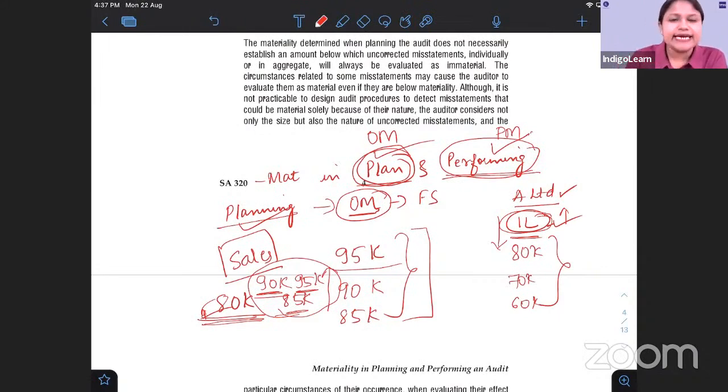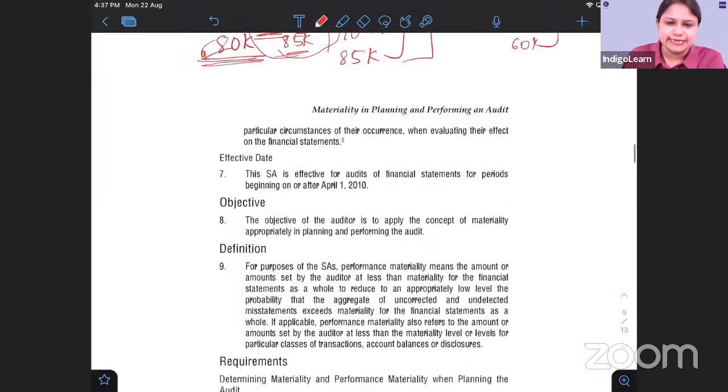Understanding? So the basic idea is overall materiality for the financial statement as a whole, we do in the planning stage. And performance materiality is when we actually perform the audit, when we are using the procedures to do the audit in reality, when we bring on the field the performance of the audit, we start from a little lower level, which we call performance materiality. Correct? So now let us see how the standard is defining performance materiality.